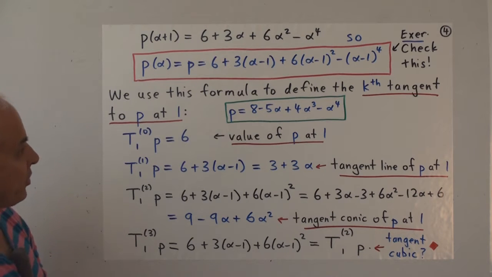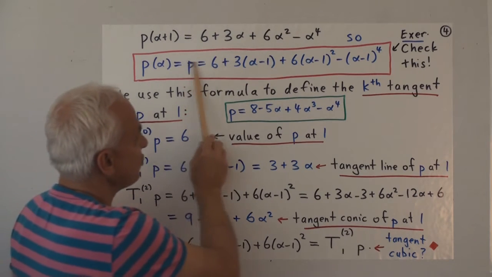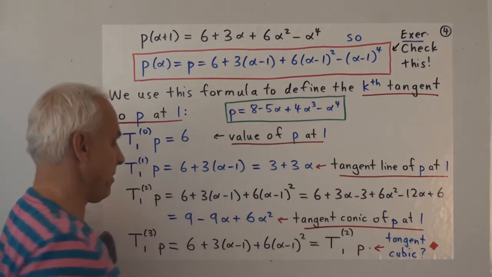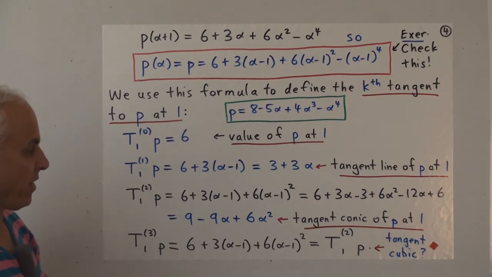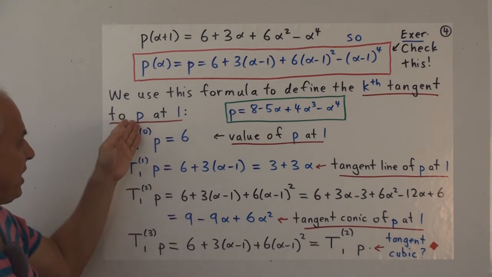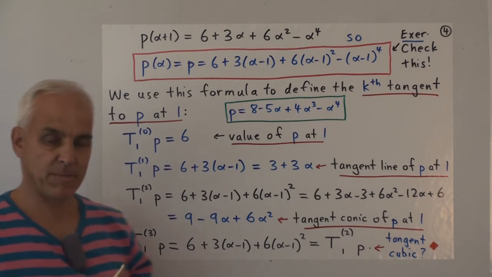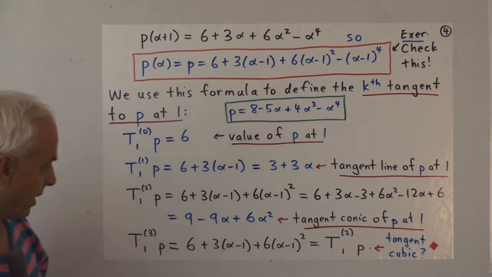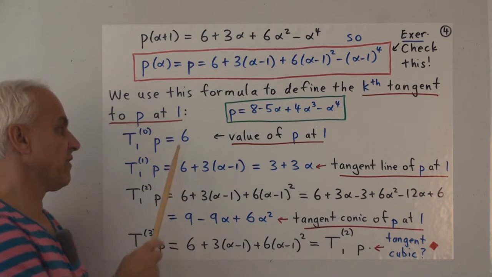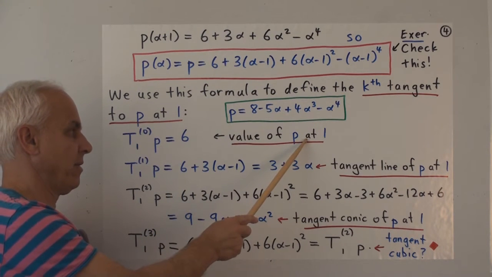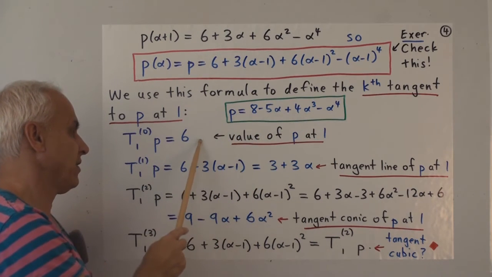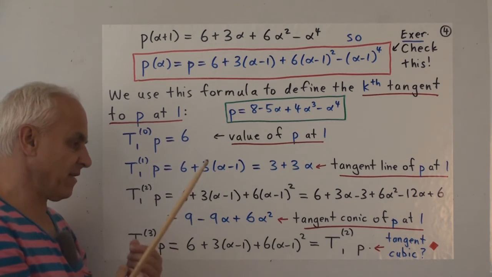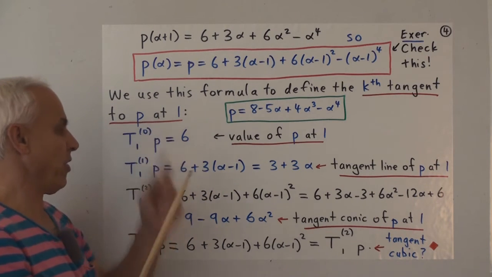The third one, when we go up to degree 3, well, it's going to be the same as the one of degree 2 because there are no cubic powers of alpha minus 1 there. We get 4 tangents to P at 1. We're going to give these some names or interpret them. First of all, the 0th one is just the value of P at 1. If you plug 1 into here, you're going to get 6. So the significance of this is the value of P at the point 1 that we're considering.